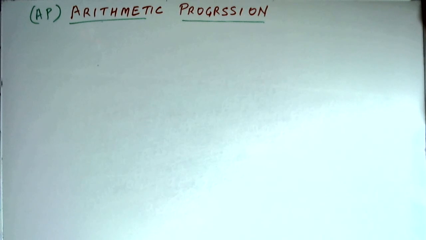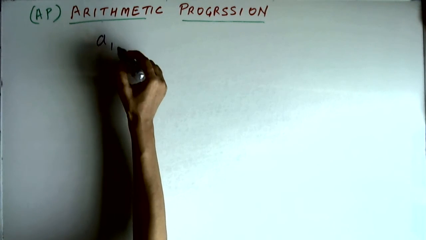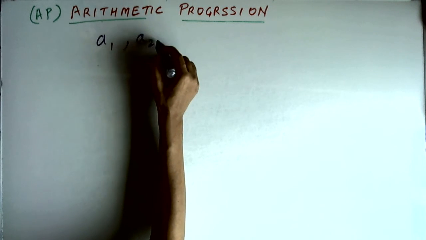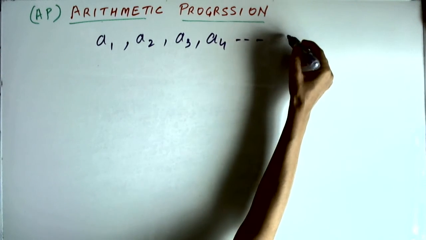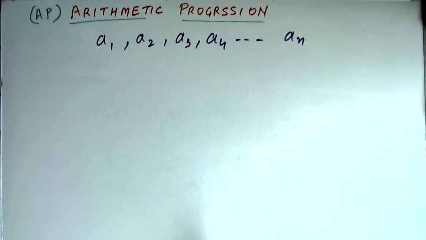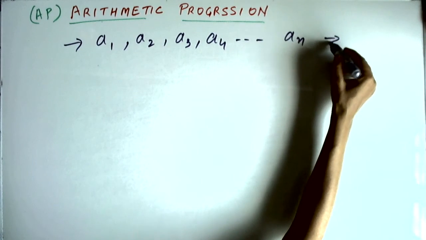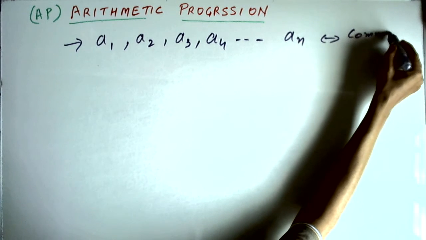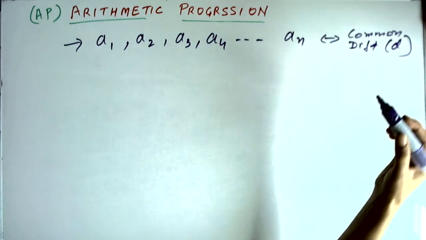In this video, we will learn more about arithmetic progression. What we have seen so far is that an arithmetic progression is a series of numerical terms like A1, A2, A3, A4 and so on going up to AN, where the difference between the consecutive terms is the same, and that difference is called the common difference, and is denoted by the alphabet D.